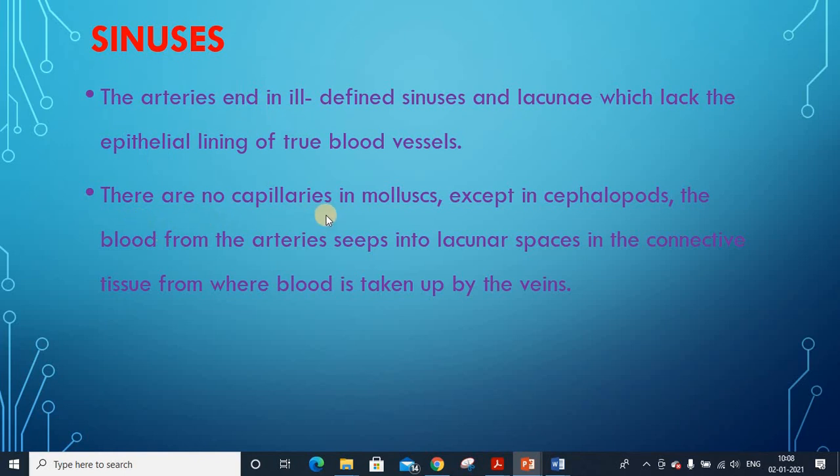There are no capillaries in mollusks except in cephalopods. The blood from the arteries seeps into lacunar spaces in the connective tissue, from where blood is taken up by the veins. Therefore, Unio's circulatory system is said to be of open type.